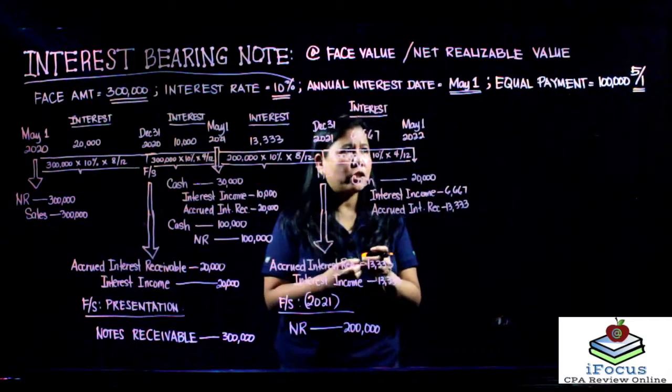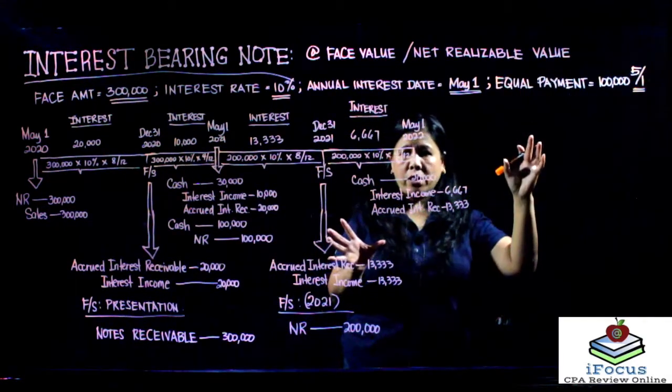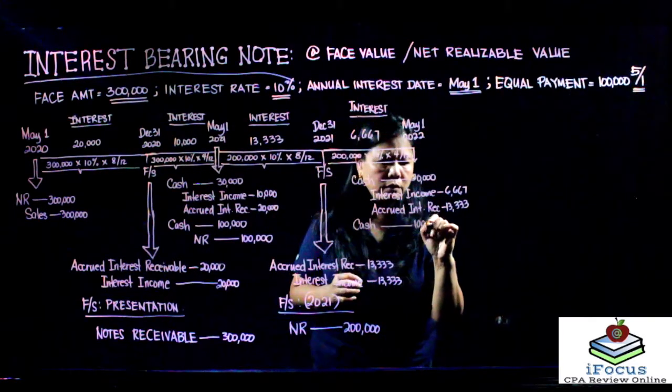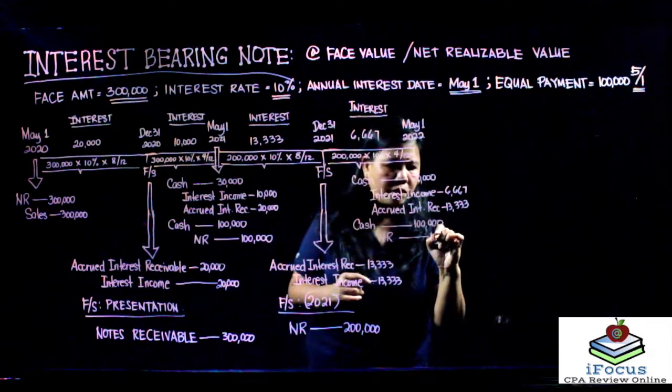Another cash we receive is the second installment payment of the maker. So we debit cash of 100,000 and credit notes receivable of 100,000.